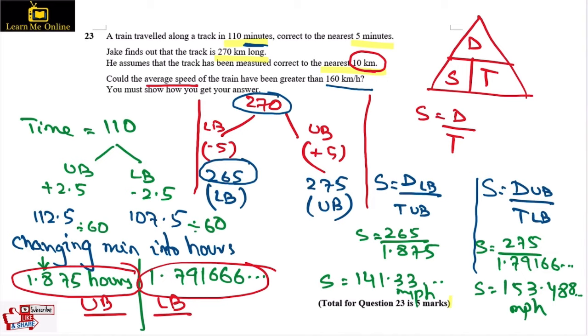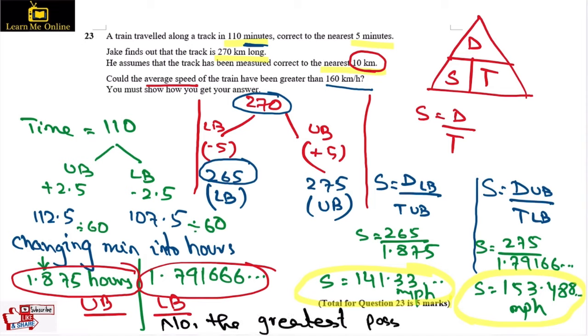You must show the working out. Because we know that both values are less than 160, we write down the conclusion saying that no. And because the greatest possible speed is less than 160, we can't say that it would reach more than 160.